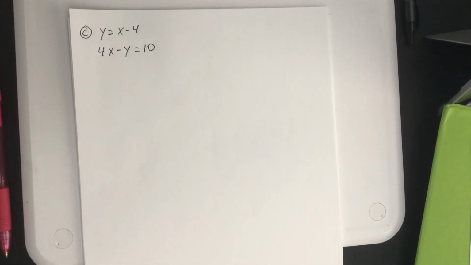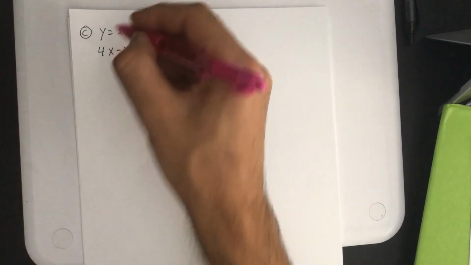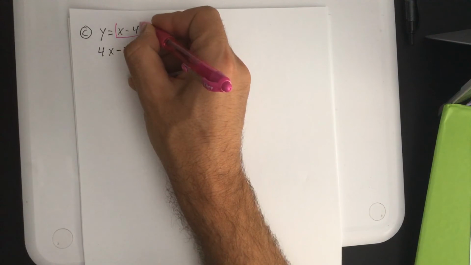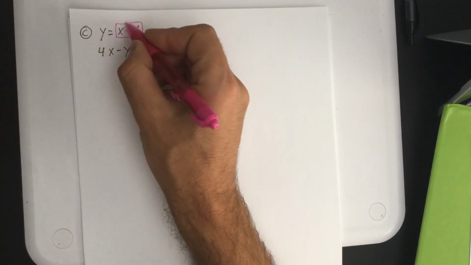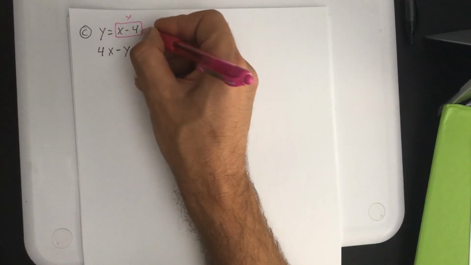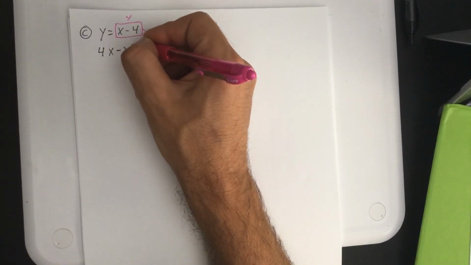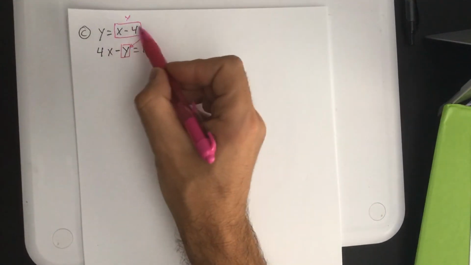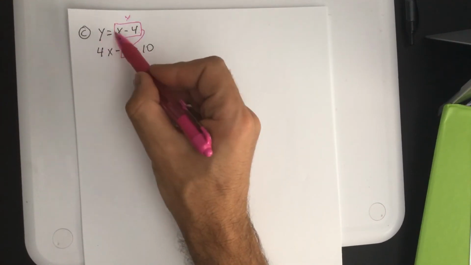All right, so let's take a look at this one. This one is a little bit different than the other one, okay? We know that y is equal to x minus 4. So all of this is a y. All of that here is a y. So all of this is gonna go right there. So I'm gonna be plugging all of this in here because y is equal to that.